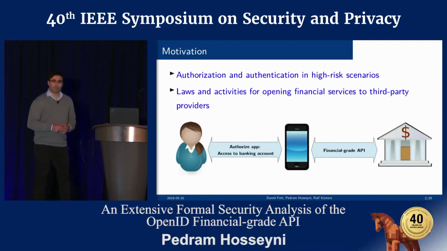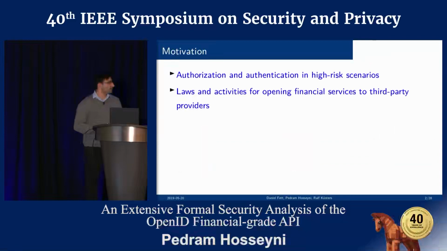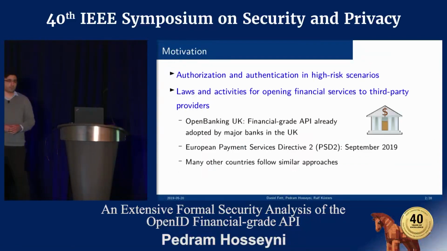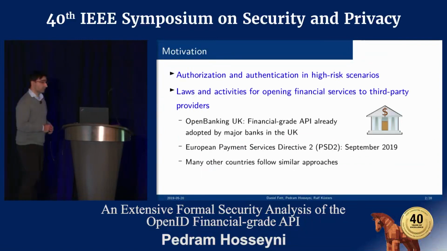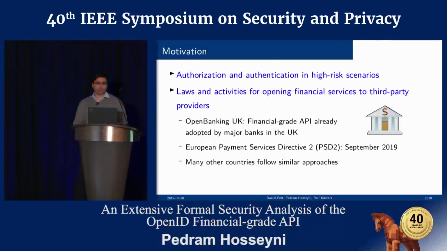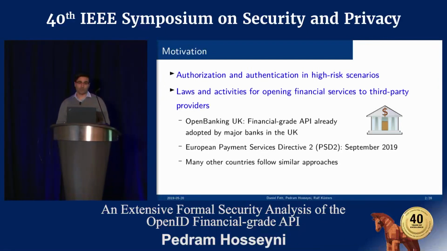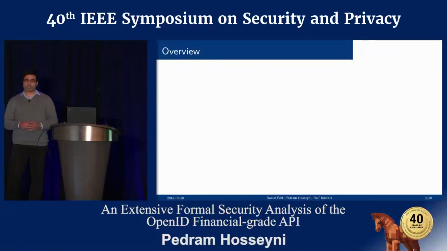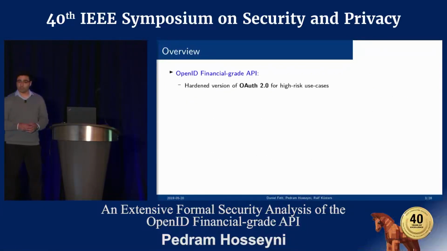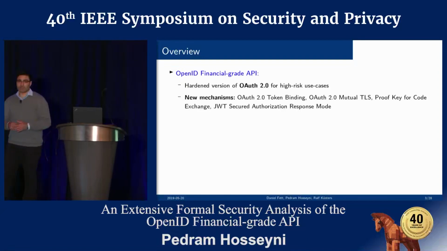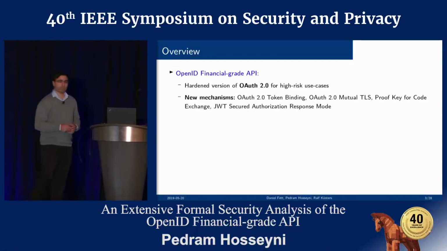The financial grade API is already adopted by major banks in the UK and is one of the most promising candidates for implementing the new European Payment Services Directive, which requires by law that financial institutions offer open banking APIs for third-party providers. The financial grade API is essentially a hardened version of OAuth for high-risk environments. To achieve the degree of security that is needed here, there are many new security mechanisms incorporated into the basic OAuth flow.